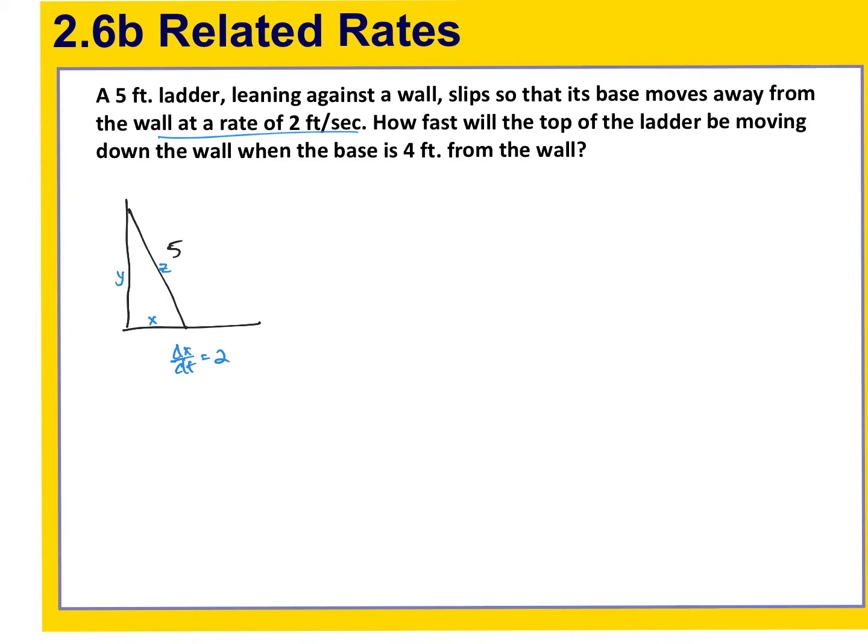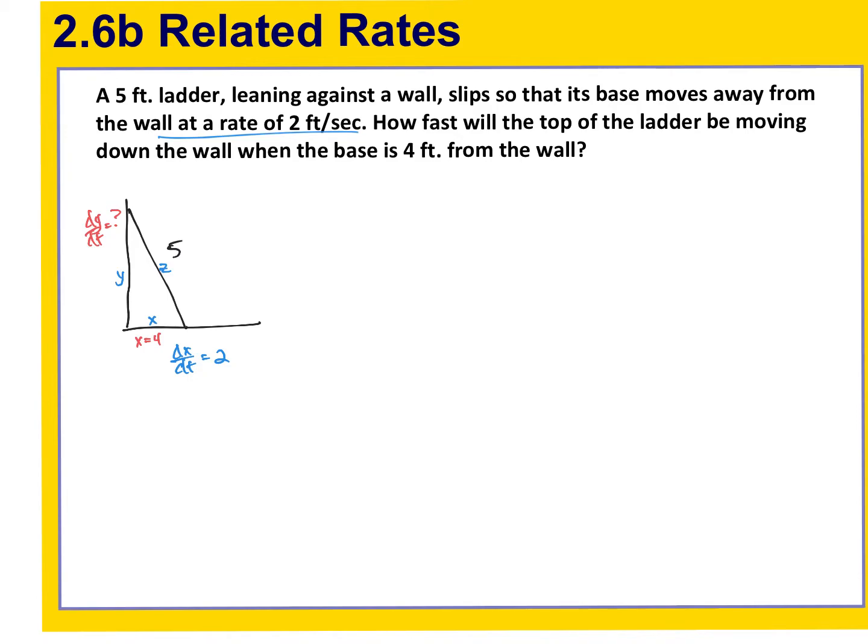How fast will the top of the ladder be moving down the wall when the base is 4 feet from the wall? So, what am I trying to solve for? dy dt is what I'm trying to solve for. So that's my question mark. And what else was given to me? X is equal to 4. Exactly. All right. What kind of triangle did this make with the wall?